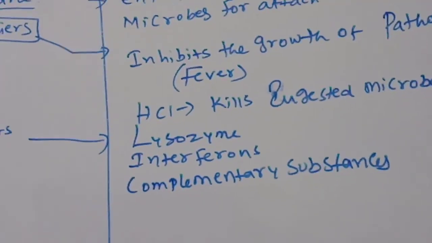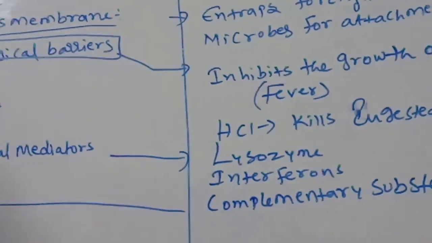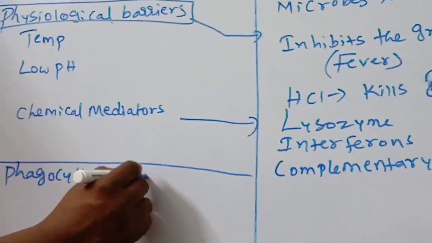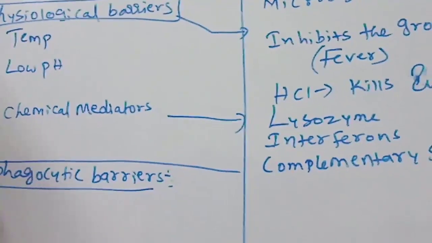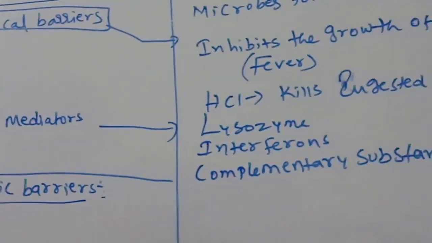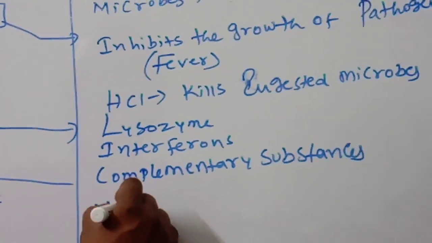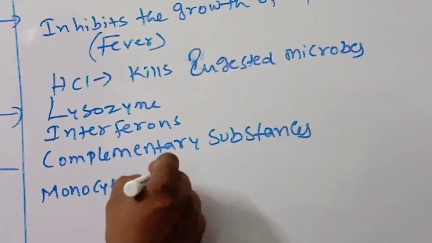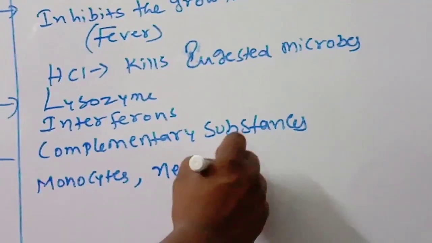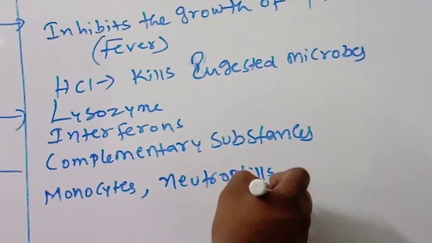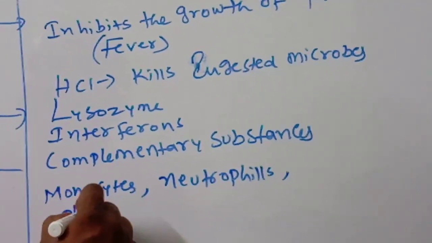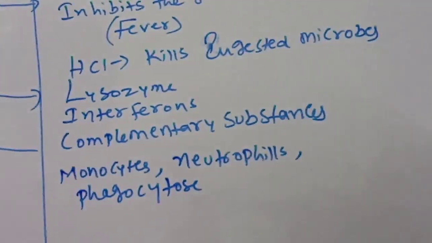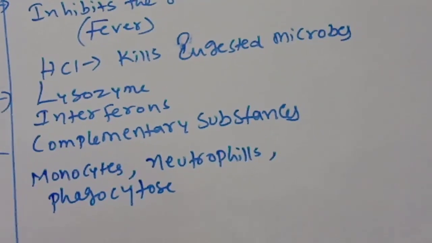Next one, phagocytic barriers. This is also very important. Phagocytic barriers, as you know very well, include monocytes, neutrophils, and phagocytes that phagocytose. These all are very important.